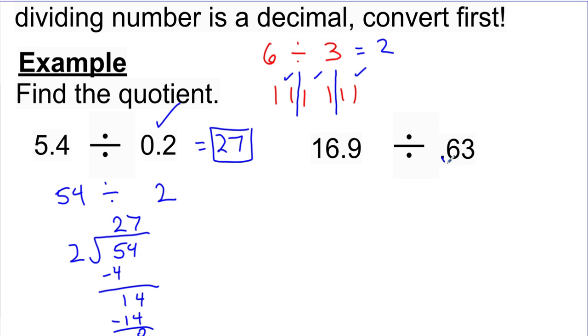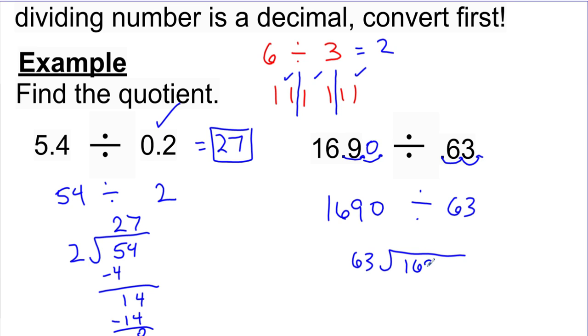So here's what's going to end up happening. Move once, move twice, this becomes 63. That means I can do this here too. Move once, move twice. I have a space to fill in, so this one's going to be 1690. So again, we have to do a whole number problem. This was a decimal problem. This is a nice whole number problem. 63 goes into 1690.